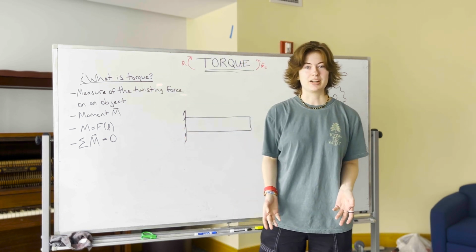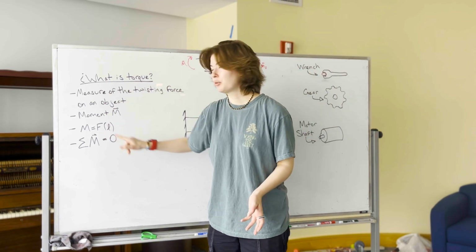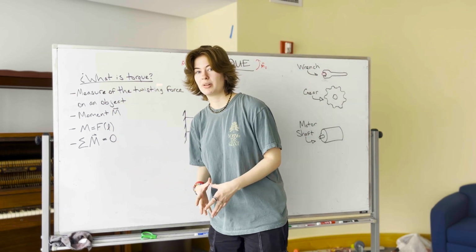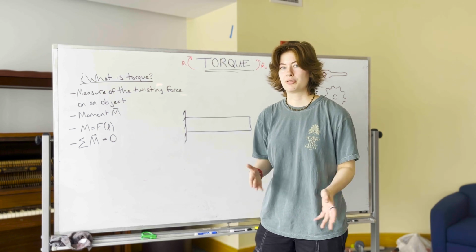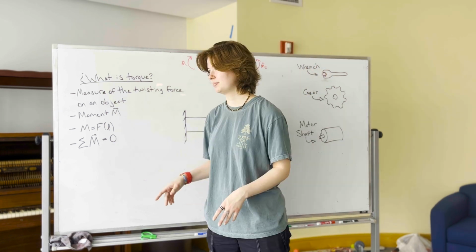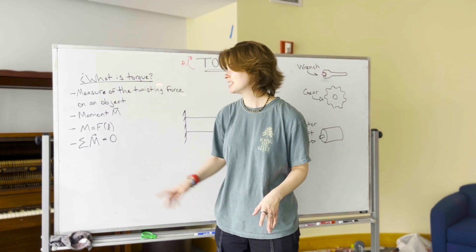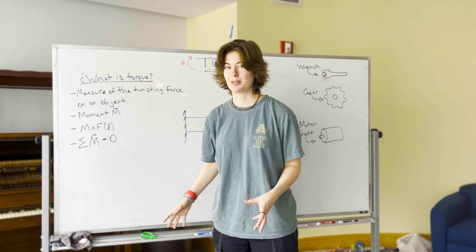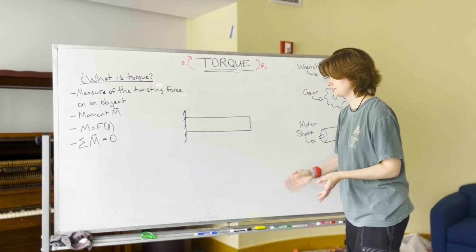The equation for finding torque is the force applied on an object multiplied by the length from the force to the point that you're measuring. In any sort of statics class, the sum of the moments should always equal 0. Let's look at an example.